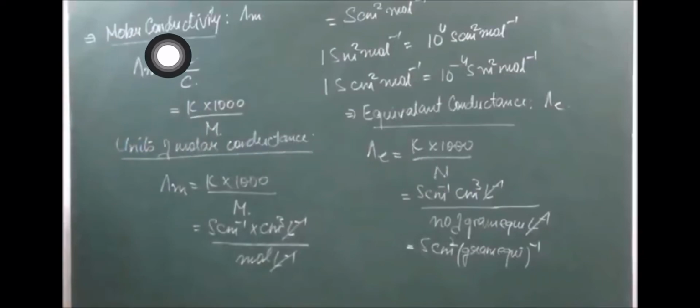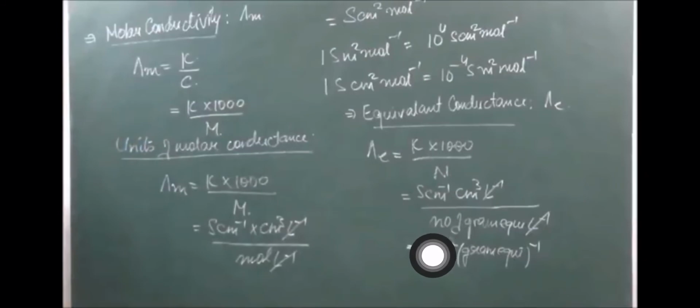In molar conductivity the formula was K into 1000 upon molarity, and in equivalent conductance it is lambda c is equal to K into 1000 upon normality. So by the same formula, let us see its unit. K means kappa. The unit of kappa is again siemens centimeter inverse. The 1000, as I already described to you, we are taking in the form of liters, that is centimeter cube per liter.